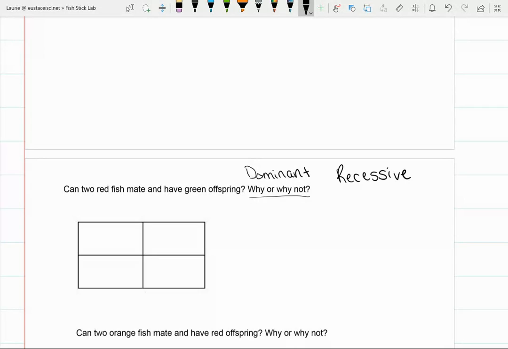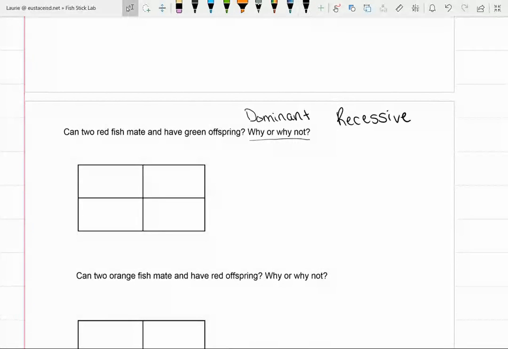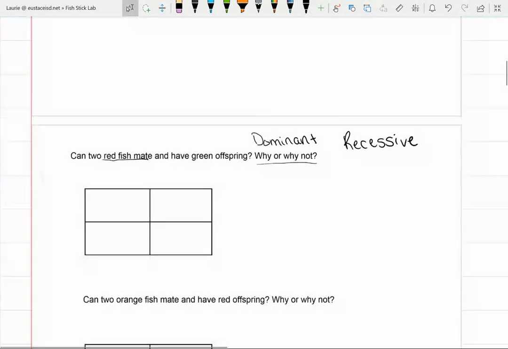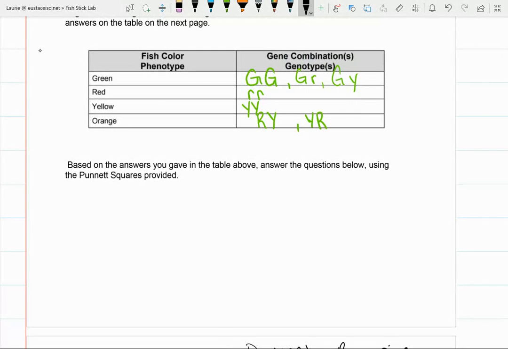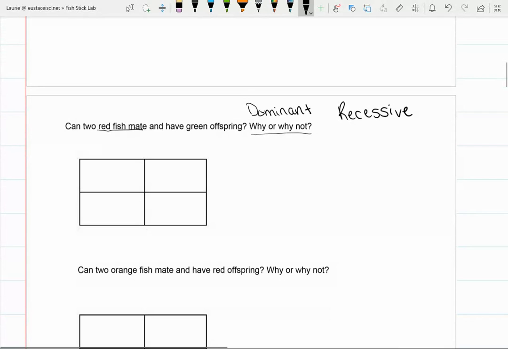Okay, so let's talk about this a little bit. When it says, can 2 red fish mate? Well, it tells me my 2 red fish. When I look back up at my table, I know red fish have to have little r, little r. So I'm going to set this up with an r r. This would be like mommy fish, and here's daddy fish, because they're both red. Now it's your job to fill these in. So remember, I just bring this down and this over.